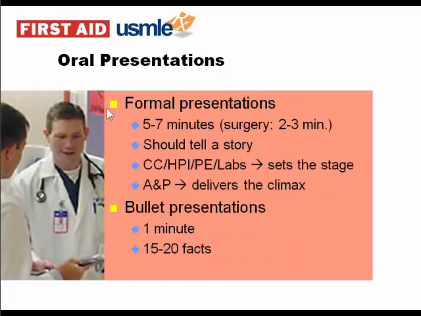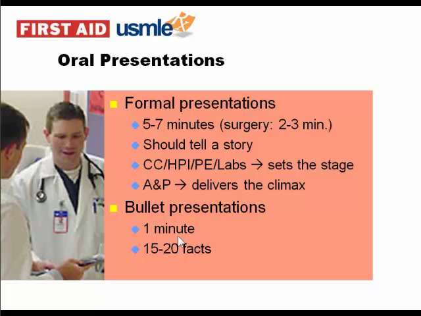Now, another major activity you'll be doing includes formal presentations, and this happens on the post-call day. On the medicine side, it's going to be longer than on the surgical side. You'll be presenting this to the resident or the attending, whoever the senior person is on the team, usually during work rounds. The formal presentation should be organized to tell a story about what's happening: why did this patient present, what are his or her issues, your chief complaint, your standard stuff, HPI, physical exam, labs. As in a typical story, this sets the stage. And then the assessment and plan is really where you draw your team in and where you get the climax and the denouement.